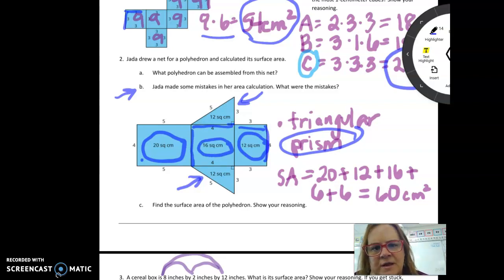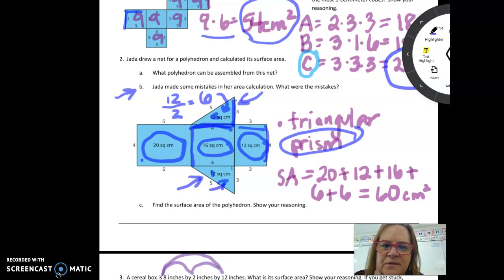So I look at the triangle, and I know that 4 times 3 is 12, but since it's a triangle, we have to find half of the base times height. So Jada forgot to divide that 12 by 2, and so the area of that triangle is not 12, but 6. And this one is the same.